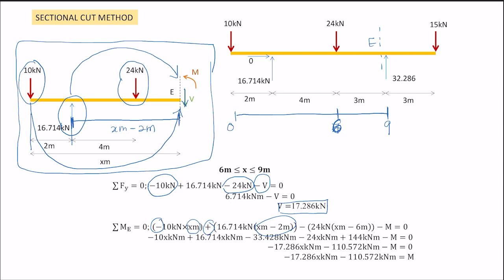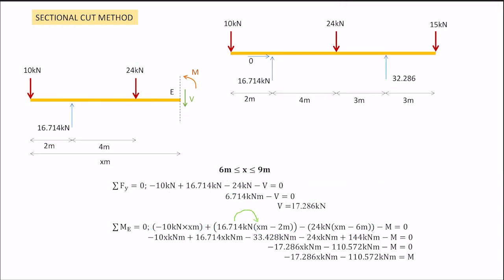And next we have that 24 kilonewton going to E, counterclockwise. That's why negative. And the distance here, we have to use X meter minus 6 meter because the distance from here to here is 6 meter. Okay, this length is 6 meter. And the distance to here is X meter. So the balance here is X minus 6, or X meter minus 6 meter. That's why it becomes like this. Okay, so simplify everything.